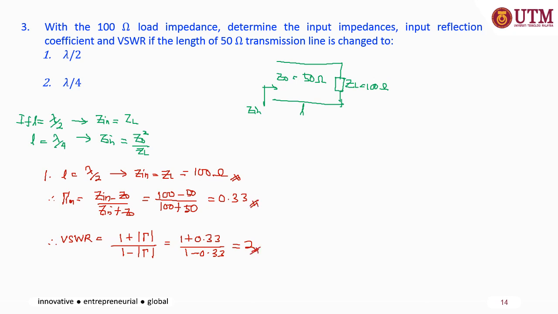Okay, same goes to the second condition when L is equal to lambda over 4, but you need to make sure that you know the condition. What happened to Zin when L equal to lambda over 4? As discussed earlier, when L equal to lambda over 4, the Zin will be equal to the following equation. So you know that your Zin will be equal to Z0 squared divided by ZL. So Z0 squared is 50 squared divided by ZL is 100. So it is equal to 25 ohm.